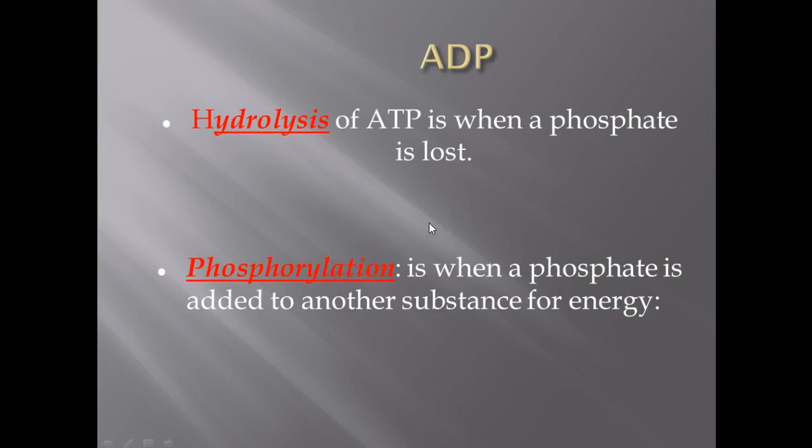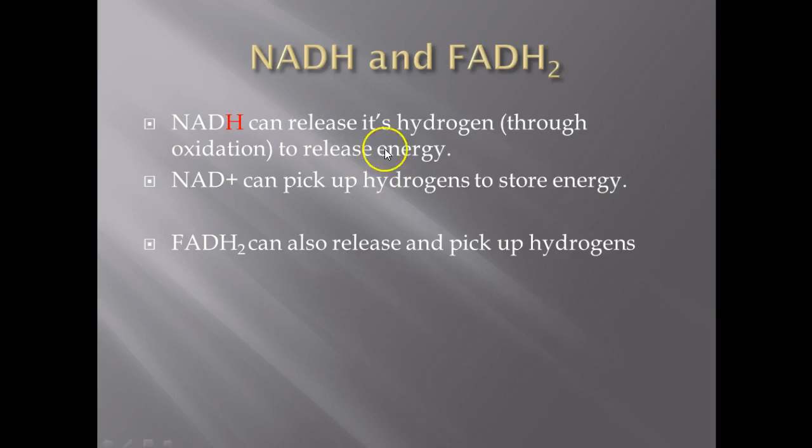Two other compounds that you're going to hear about when we talk about cellular respiration are NADH and FADH2. These work very similarly to ATP. They're a little bit different. They're obviously different chemically, and again, I'm giving you a super simplified version of this. But it works kind of the same way, except that instead of phosphate groups, we're getting rid of and accumulating hydrogens. So NADH can release its hydrogen through an oxidation reaction, and that releases energy. Then it becomes NAD+. NAD+ can pick up hydrogens to become NADH to store energy. And FADH2 works the same way.